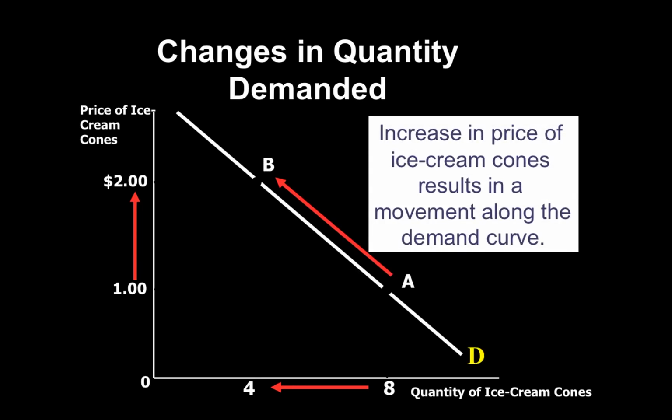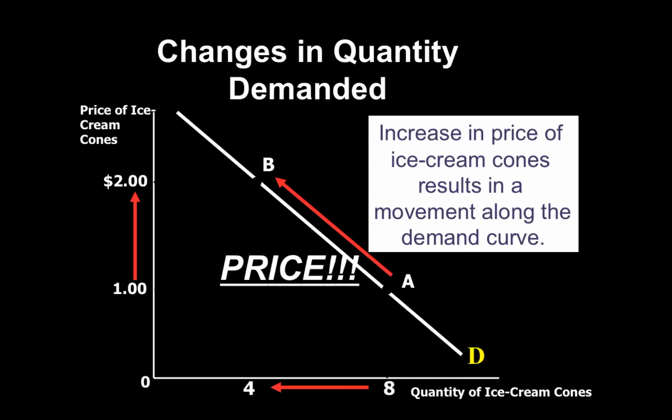Here's what would happen if you had an increase in price. If you had an increase in price from $1 to $2, you would have movement on the curve from A to B, showing that there were 8 ice cream cones demanded at one point, and now there's only 4. And so that's a change in quantity demanded. And again, I told you that was important here at the beginning of the lecture, the difference between a change in demand and a change in quantity demanded.